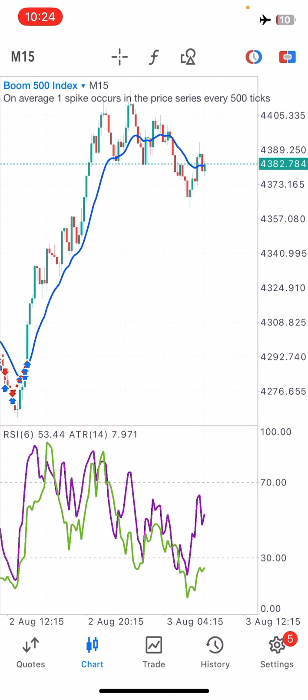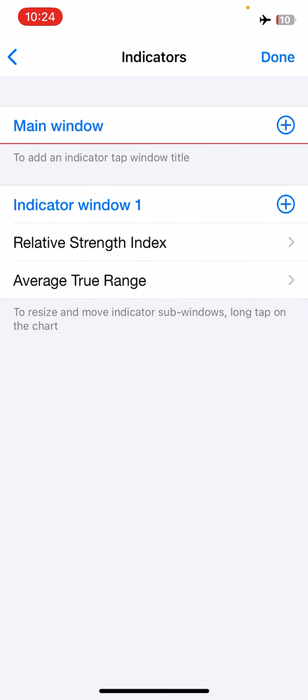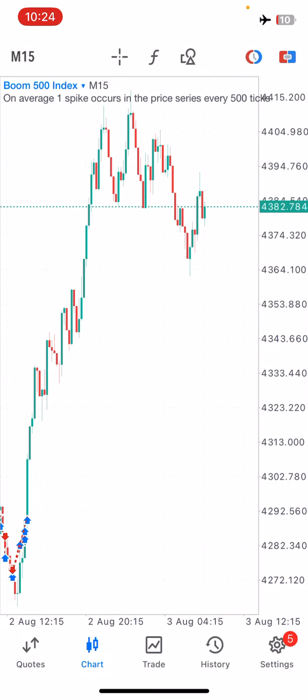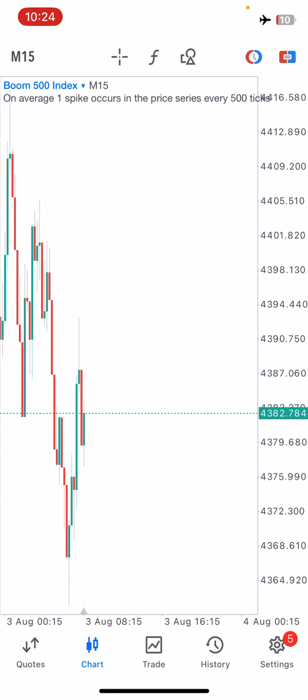Okay, so as usual, what I'll do right now is remove all the indicators that you see on my screen, and we are going to have a step-by-step process of installing this strategy. So going to my indicator section, I'm going to remove all the indicators that you see. As you can see, I've just deleted all the indicators. Now we're left with a blank chart, and we're currently on boom 500.